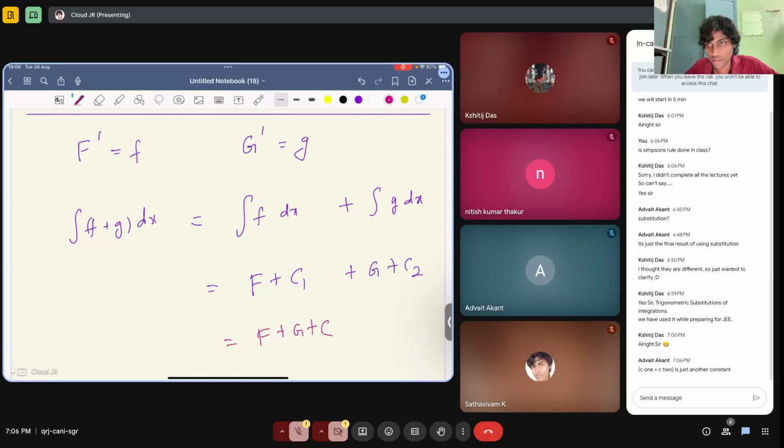Yeah, exactly. Because c1 is a constant, c2 is a constant, and if you take these two constants, c1 plus c2, it's again a constant, right? c1 can be any real number, c2 is any real number. If you add two real numbers, you will get a real number. So why do you want to write two of them when you can just add them and call it c? So whenever we split it, we do not write it like that. I just want to tell you that it's the same.